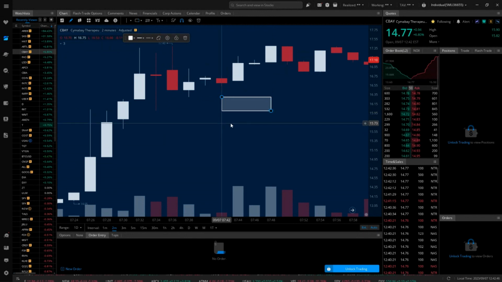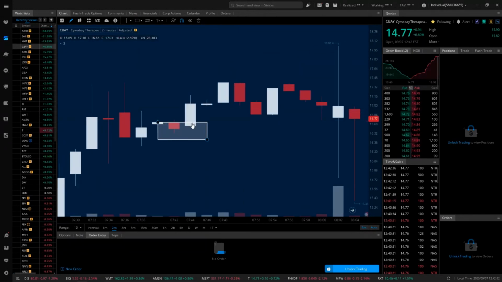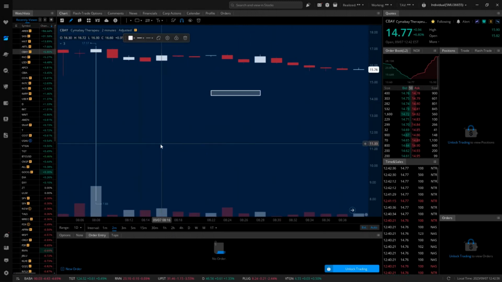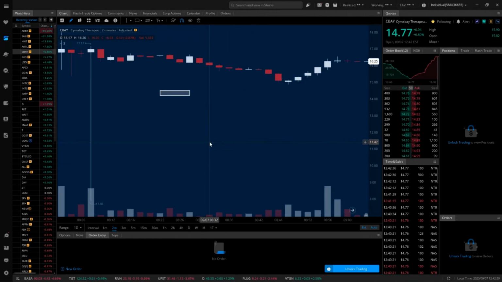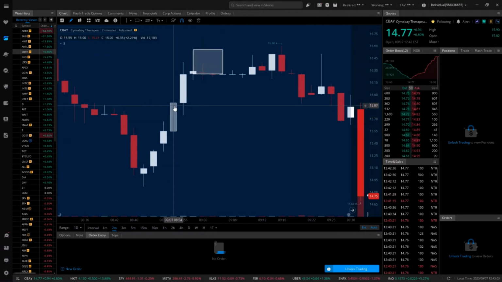So if I draw a bracket here that's 30 cents in size, I can just look to see, like, this would have been an entry, but this was earlier in the morning. So let's look at the 8:55 range. Oh, where'd my bracket go? All right. Okay, so 8:55 is right around here.